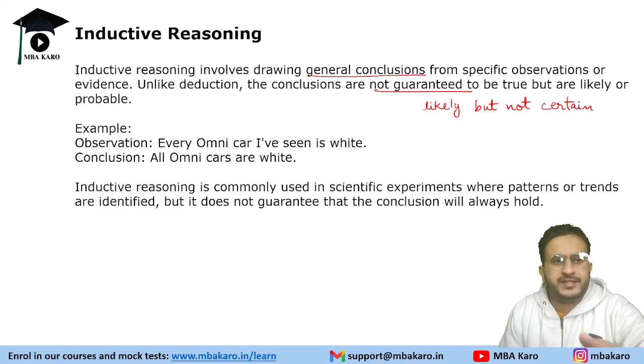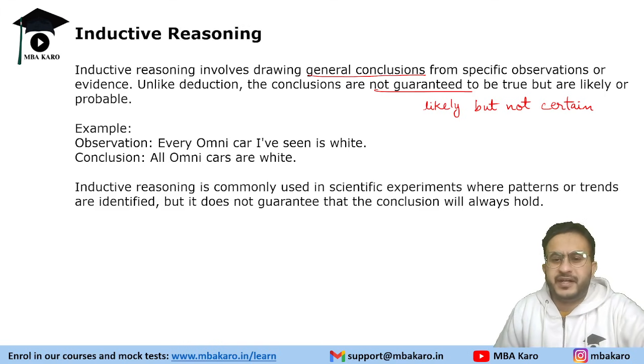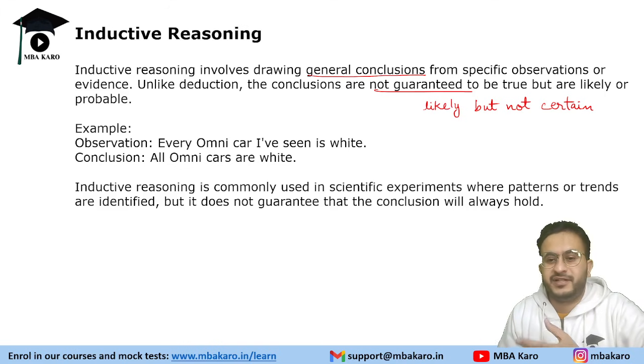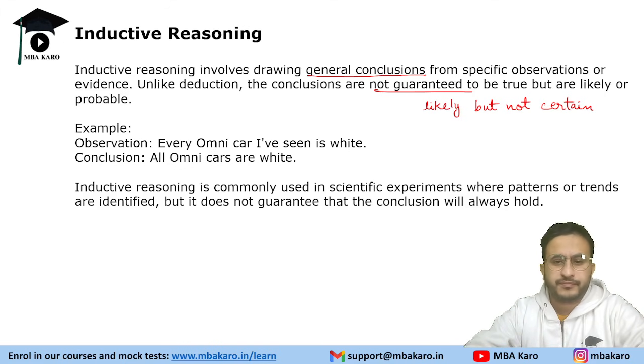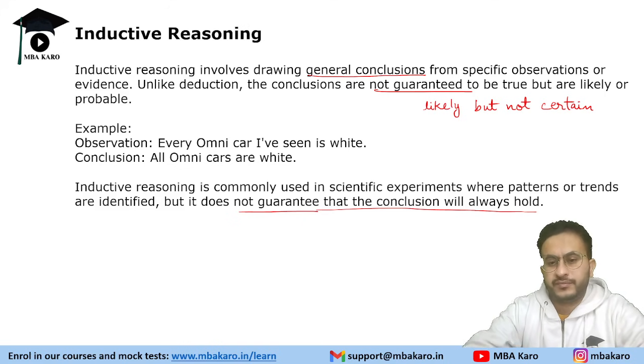Let's say if a cricket team is playing a test match and scoring 500 runs, it wins, right? So if it has scored 500 runs, in the next match it will win. That is inductive reasoning, likely but not certain. This is used in patterns or trends, but it does not guarantee that conclusions will always hold. So most likely but not always.